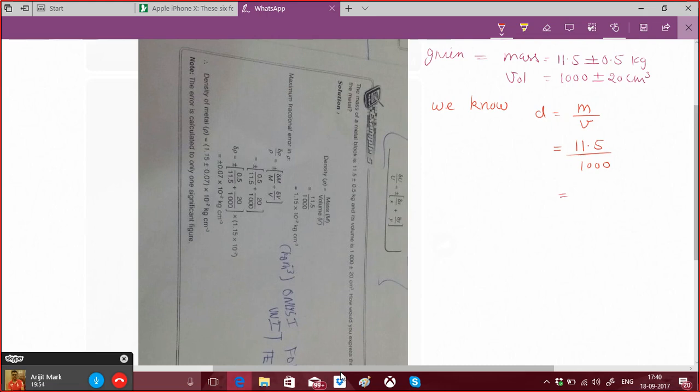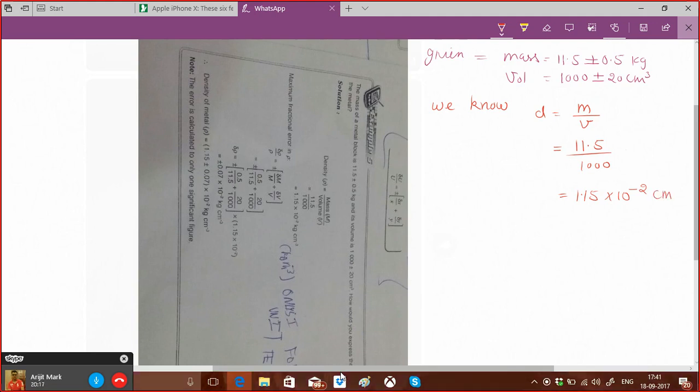Do you have a calculator? I'll calculate it for you. I got it: 1.15 in standard form into 10^-2.